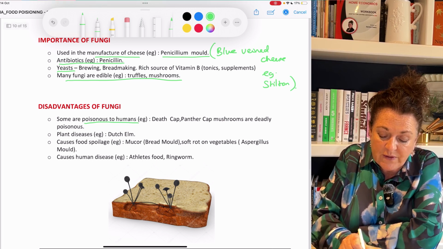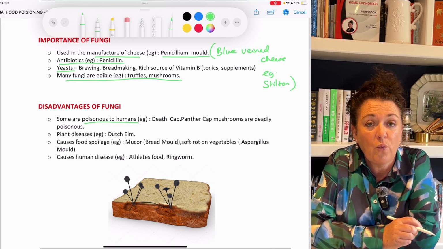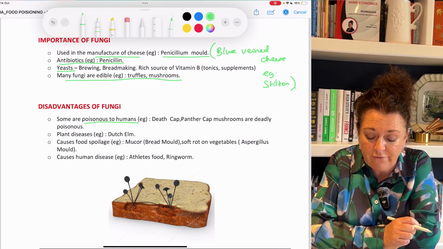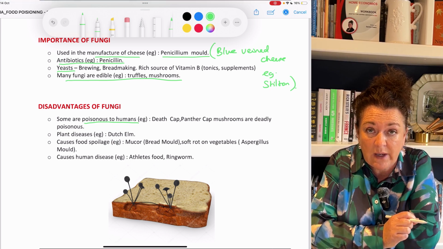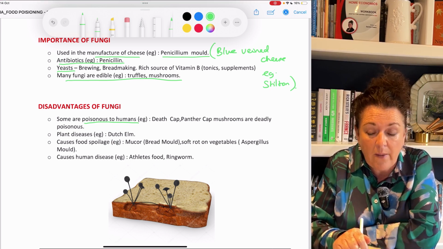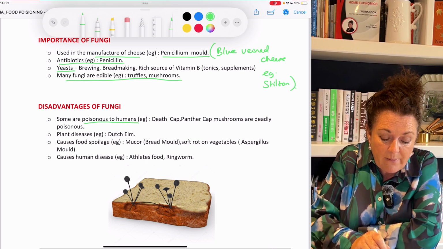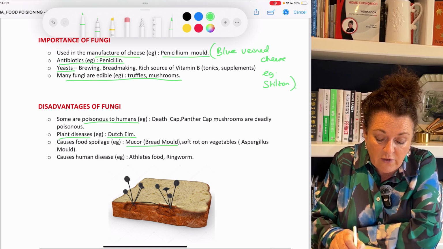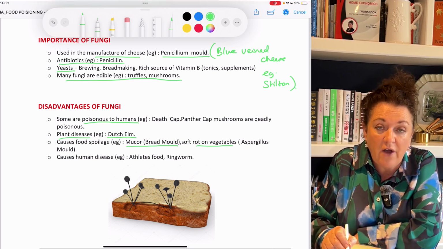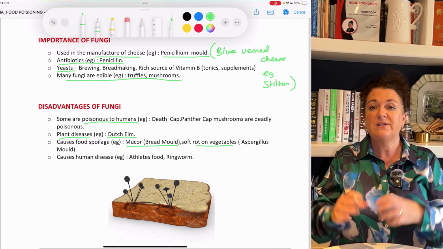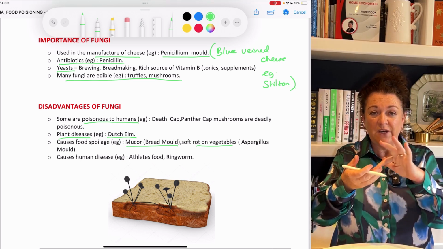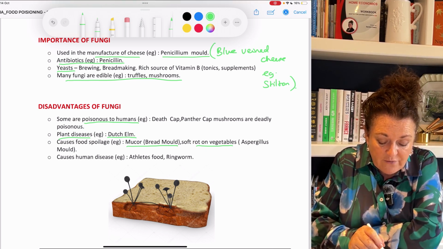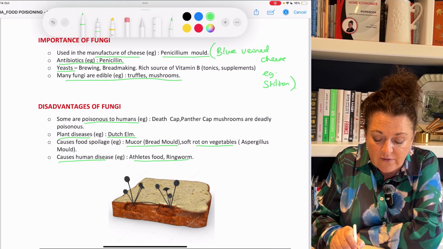Disadvantages, many fungi are poisonous to humans. You probably are aware that you have to be very careful if you're out picking wild mushrooms, that you know exactly what you're foraging for, as some mushrooms are extremely poisonous, like death cap and panther cap. Plant diseases like Dutch elm is caused by a fungus. Mold is a fungus but can cause bread mold or soft rot on vegetables, where say carrots, it's all fluffy on the surface, mold, and then underneath the fluffy mold you have squelch, this liquefied wet soft rot. Or human disease like athlete's foot and ringworm.